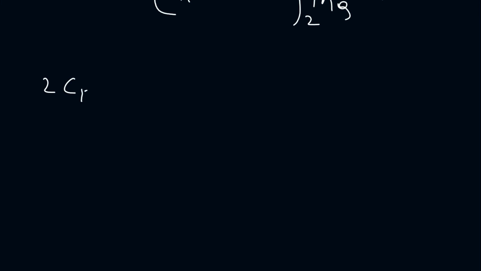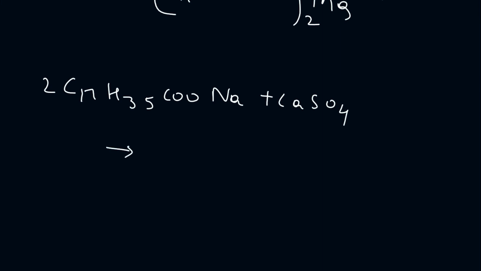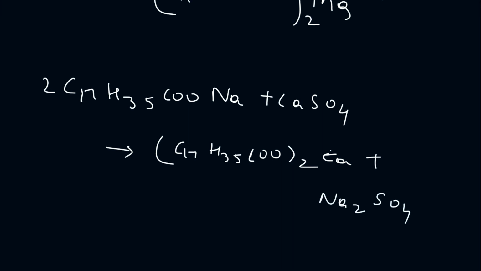Another reaction is, suppose I take 2 C17H35COONa plus CaSO4 gives us (C17H35COO)2Ca plus Na2SO4. Once again, this is insoluble, this is soap, and this is permanent hardness.